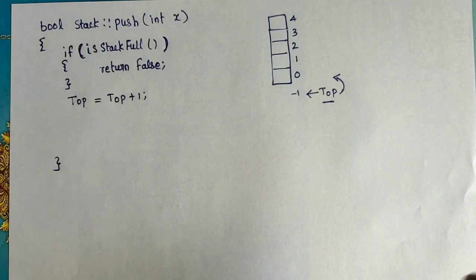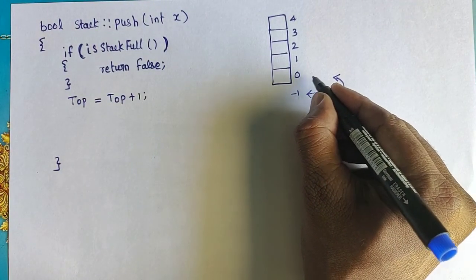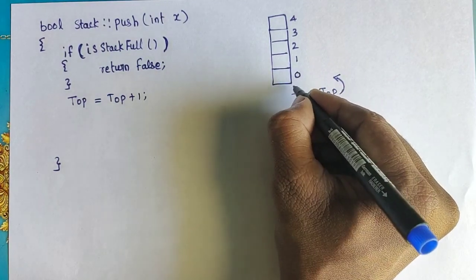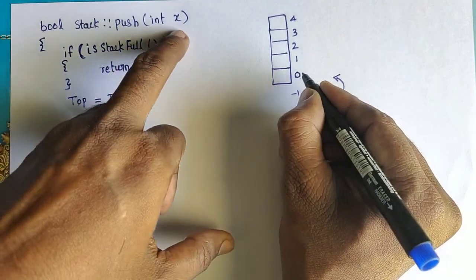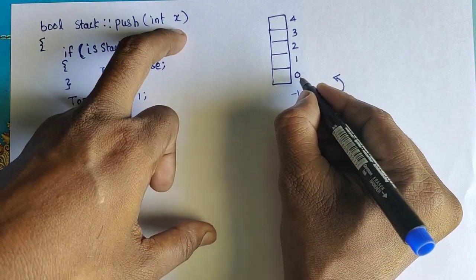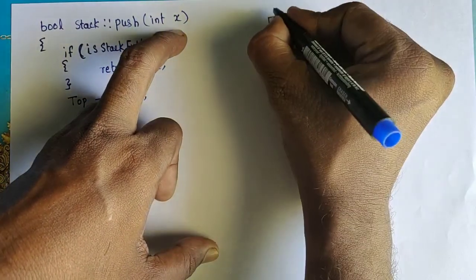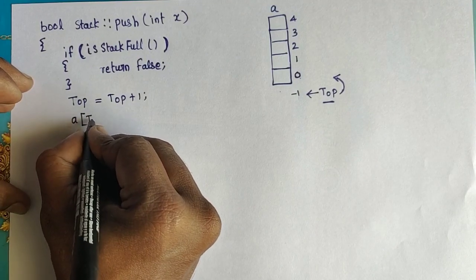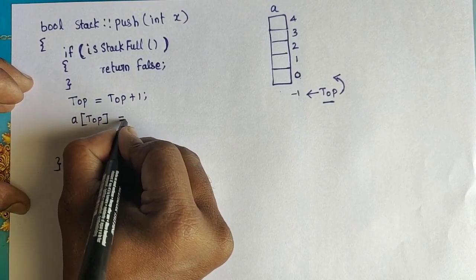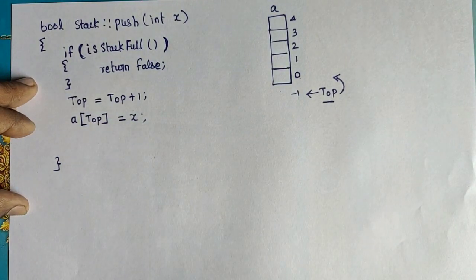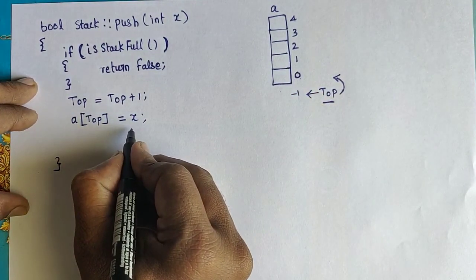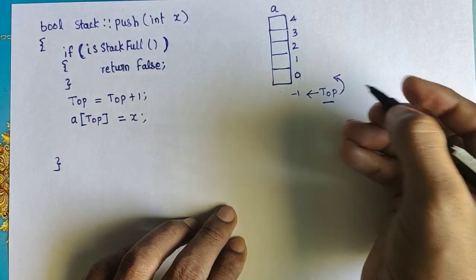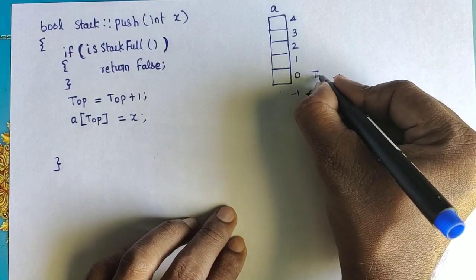So increment the top: top equals top plus 1. That is the first step, move the top to the next free location. So the top will move to 0. Correct. In that 0th location, which is the empty, next free location, I need to insert that X. The name of this array is actually A. So in A of top we store the new element X. So we have inserted, and the top will be moved to here.